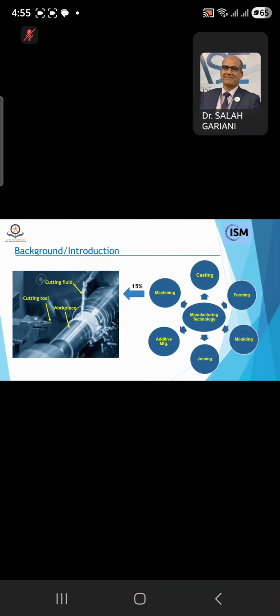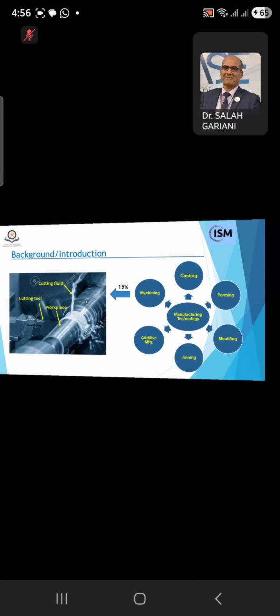Manufacturing is divided into several major areas such as machining, casting, forming, molding, joining, and additive manufacturing. Machining is a subtractive process that removes material to create a desired shape, such as turning, milling, grinding, and drilling. About 15% of engineering components can be produced by machining processes. The key elements of any turning process are cutting tools, workpiece material, and cutting fluid.